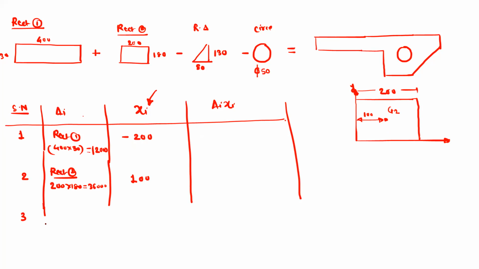Then the next geometry is the right angle triangle. We will subtract this, so we have to consider the area negative. So it is minus 1 by 2. Its base is 8 centimeter or 80 mm, so this is 1 by 2 into 80 into height 130. Okay, so get this value.